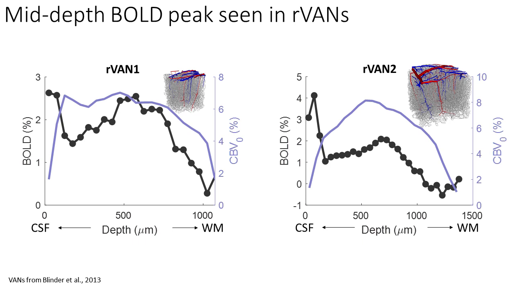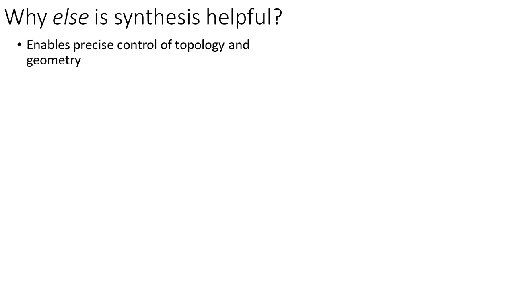But the question still remains: although we see a BOLD bump in the depths alongside a peak in the capillary density, how do we know whether the local peak in capillary density is the cause of this BOLD bump? To test this, we sought to move the location of the peak capillary density and see whether the BOLD bump moves along with it. To do this, we developed a method to synthesize VAN models with a specific vascular architecture.